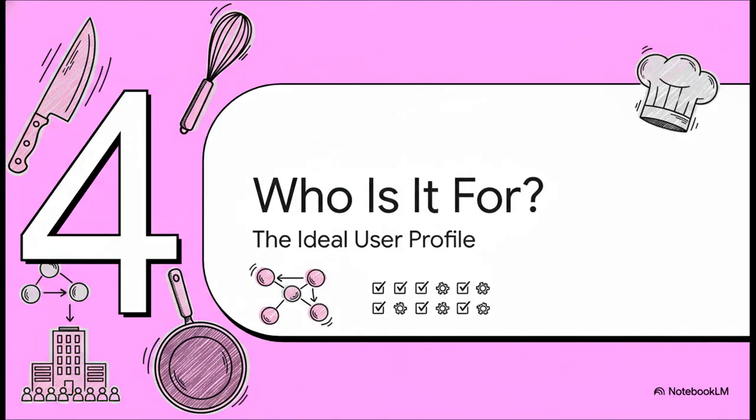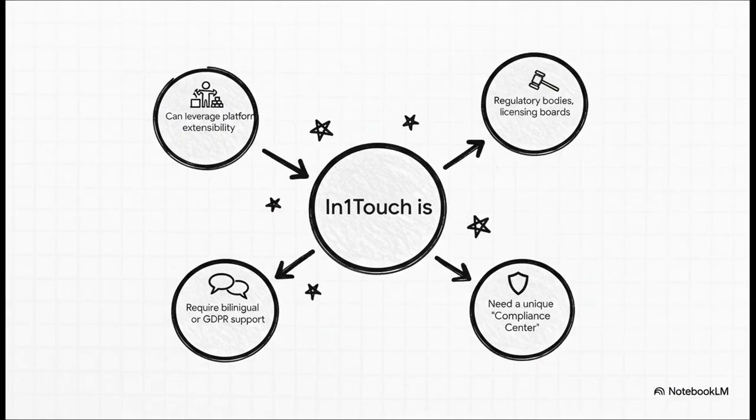Okay, a professional kitchen sounds amazing, right? But let's be honest, not everyone needs one, and not everyone knows how to use one. So who is this platform actually built for? The ideal fit is pretty specific. It leans heavily towards regulatory bodies, licensing boards, that kind of group, especially those that need a special compliance center for things like disciplinary processes. It's also great for groups that need serious bilingual support or want a true all-in-one system. But the most important piece of the puzzle is this. It's for organizations that have the people and the vision to actually take advantage of that professional kit.